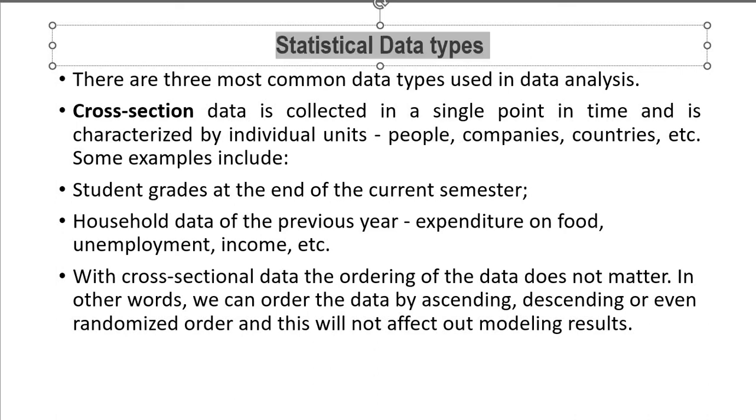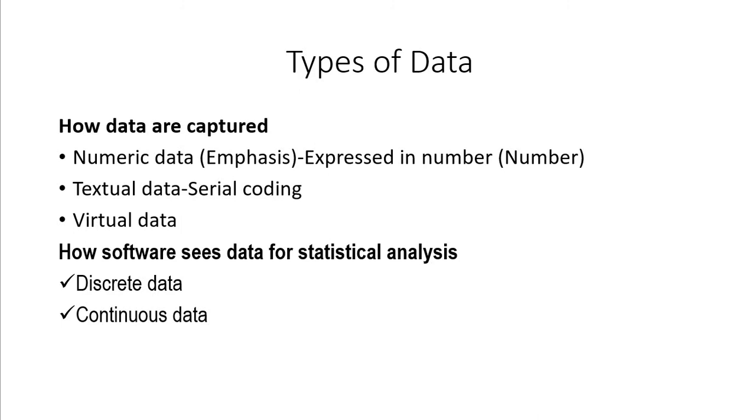So let's quickly look at the types of data. The first one that we know, when we talk about how data are captured, we can have numeric data, textual data, and visual or image data. So when we talk about numeric data, they are about data that are measured or expressed in numbers.